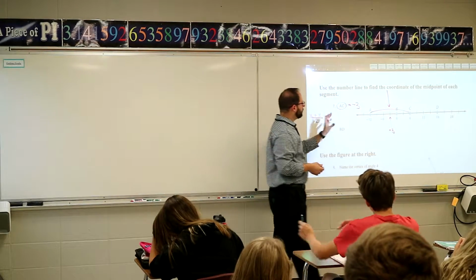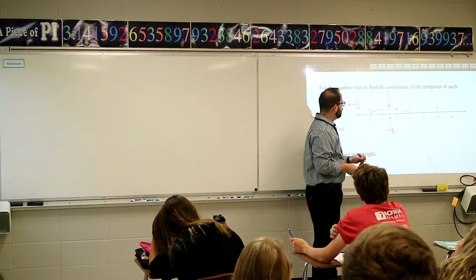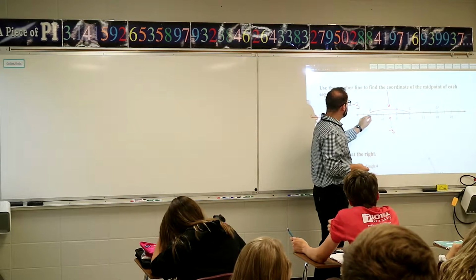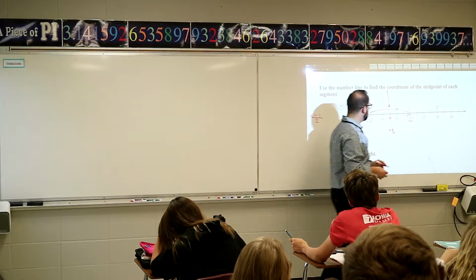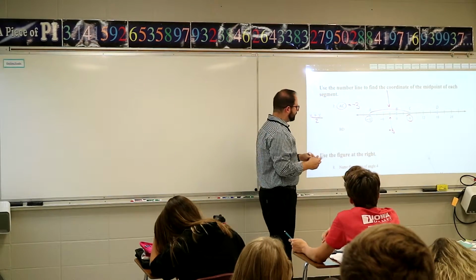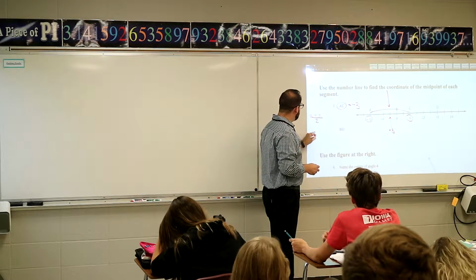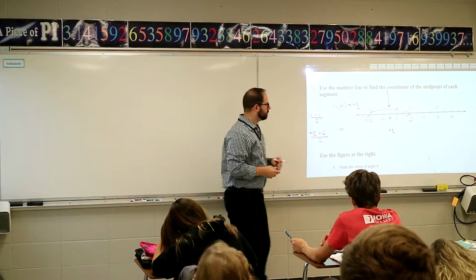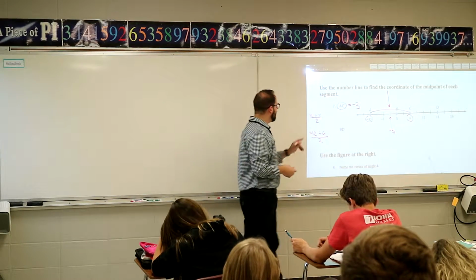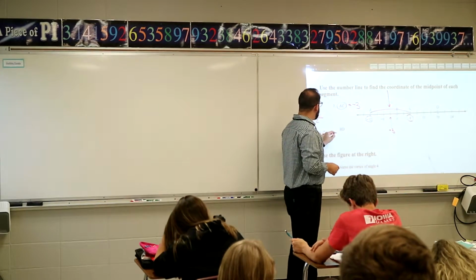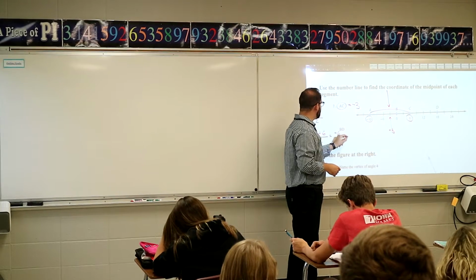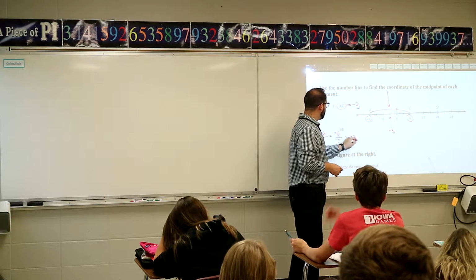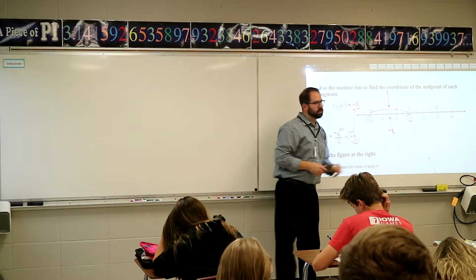So what are my endpoints from A to C? -12 and 6. All right, those are my endpoints, right? Those are my 2 x's. So -12 plus 6, and then you divide by 2. You add the 2 numbers together, whatever they are. So -12 plus 6, that's what, a -6? And what's -6 divided by 2? Negative 3. That's your answer.